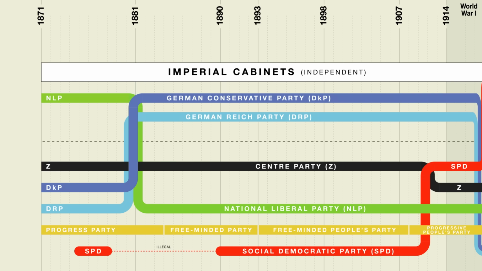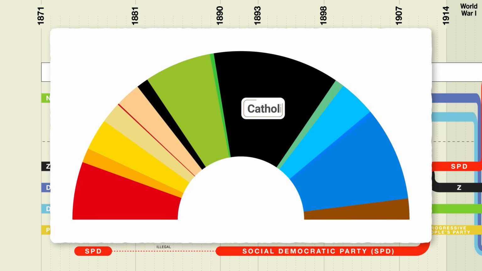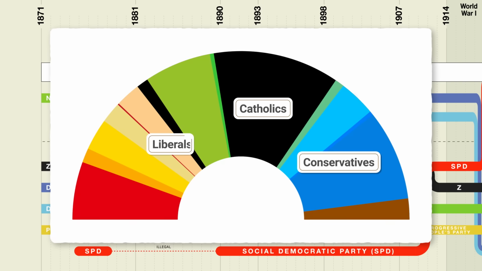Now, another major party during the imperial period was the Center Party, or in German, Zentrum, which is why it is abbreviated with a Z. But again, don't assume that this means that the party was centrist in the modern sense of the term. It was actually mostly right-leaning and was only named the Center Party because it was made up of Catholics. And in the Imperial Reichstag, the Catholics sat in the center, between the Protestant conservatives and the Protestant liberals.